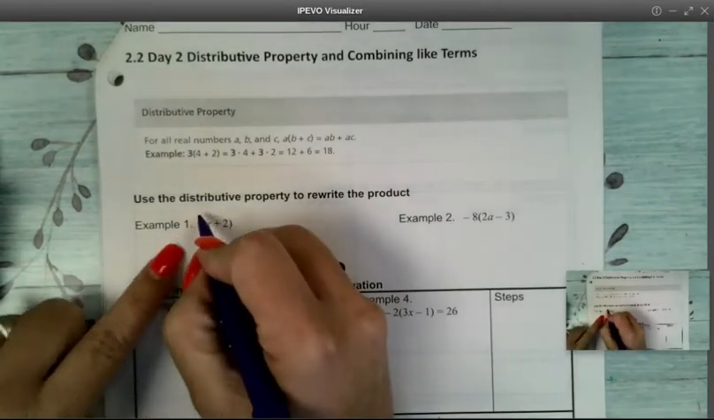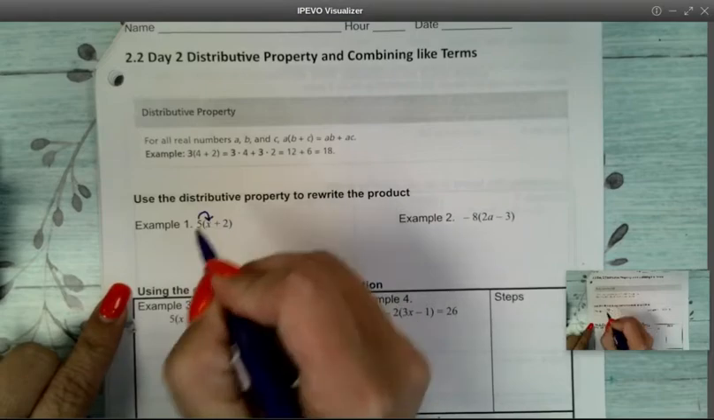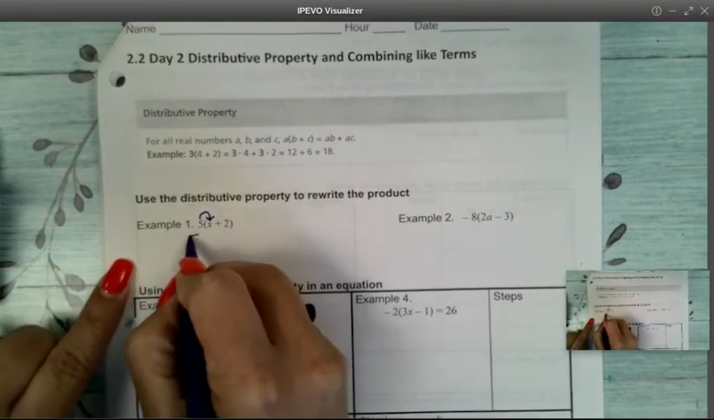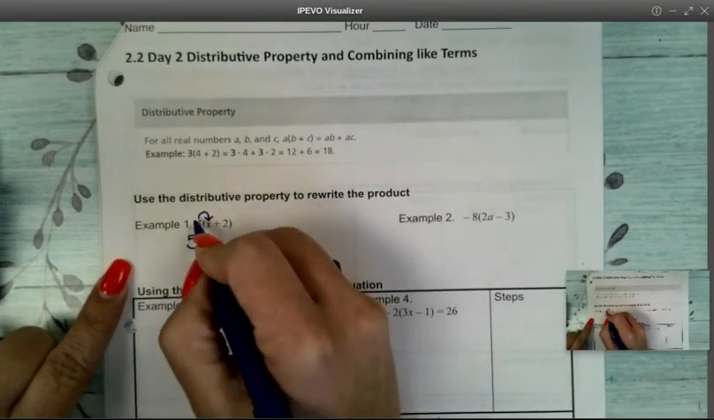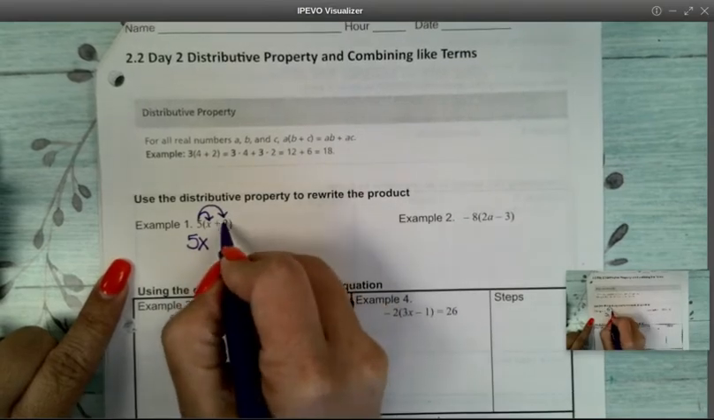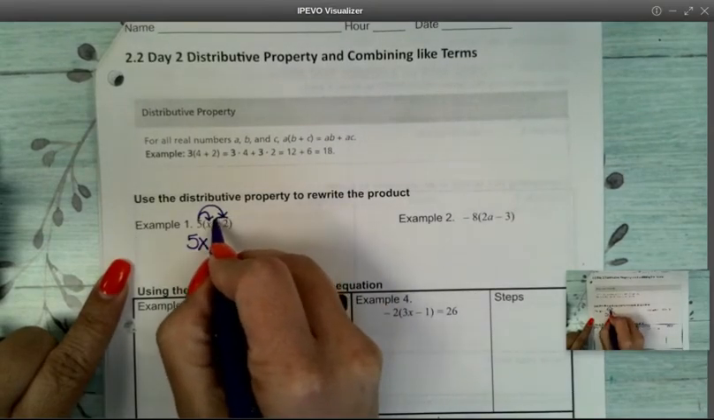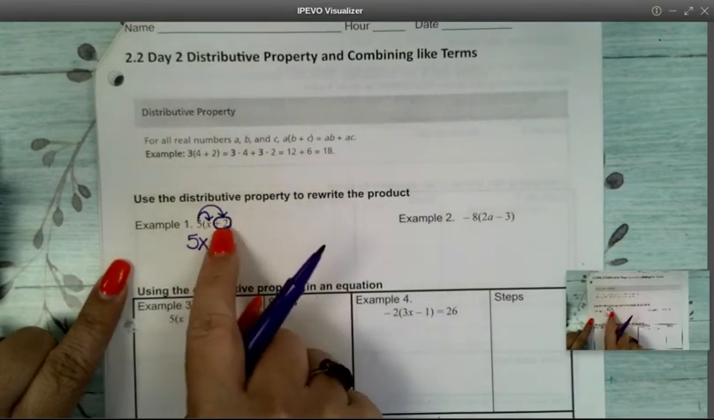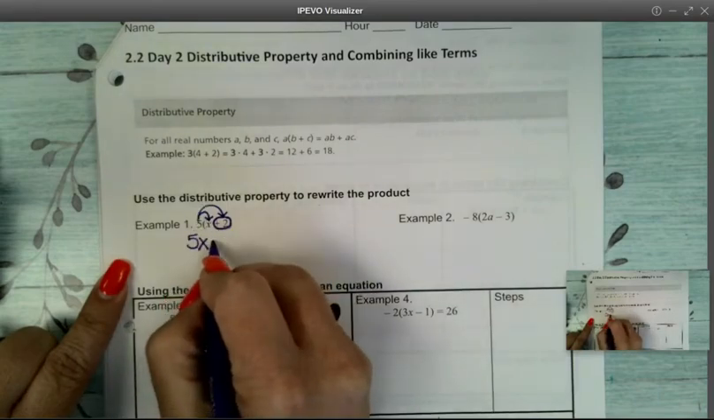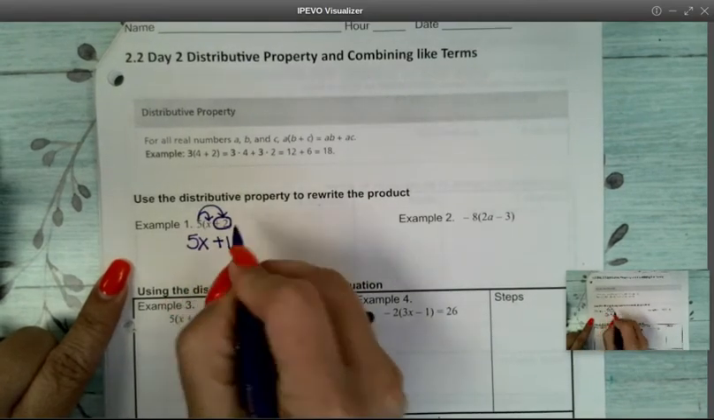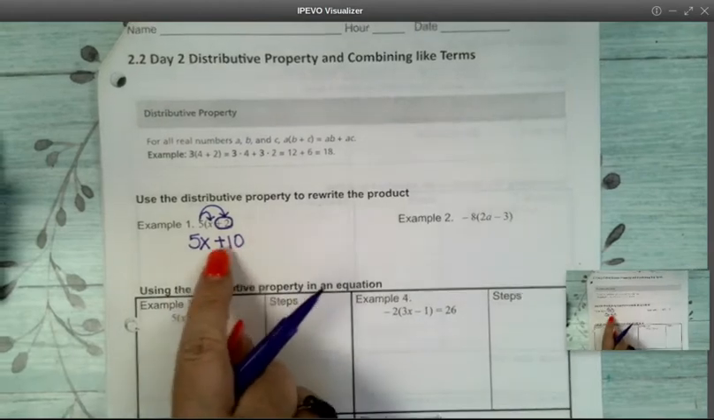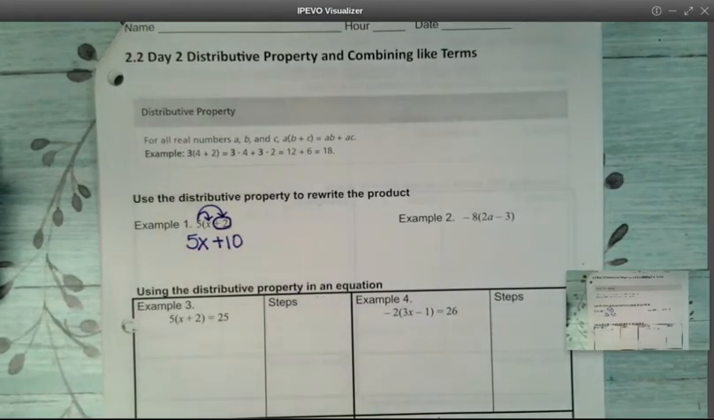So you're going to take this 5 and multiply it by the x. 5 times x is 5x. And then 5 times the second term of the binomial, which is a positive 2. Remember that sign goes with it. So 5 times positive 2 is a positive 10. You cannot put those two things together. They are not like terms. So this is a good review of what we did in the last section.